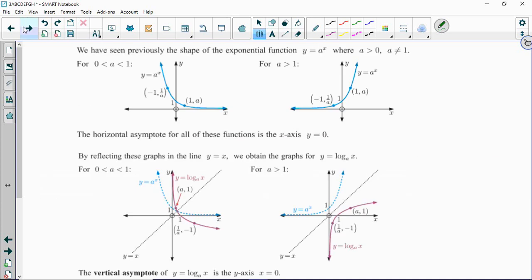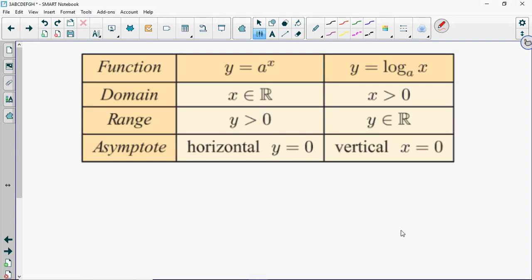Here's an example of exponential decay and exponential growth. It's down below. We can imagine what those would look like if we reflected them over the line y equals x. In a little table here, we know the domain for exponential is all real numbers. That means that the range for the logarithm is going to be all real numbers. We know that the range for the exponential, if it's just a to the x, is going to be y greater than 0. That means that the domain for the logarithm is going to be x greater than 0. We know the exponential has a horizontal asymptote, y equals 0. Therefore, the log has a vertical asymptote, x equals 0.